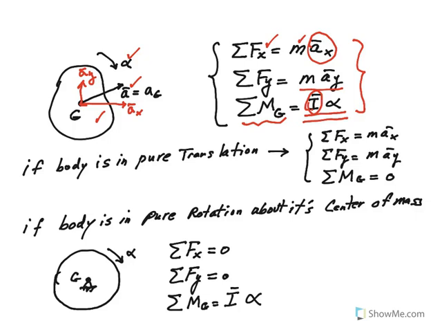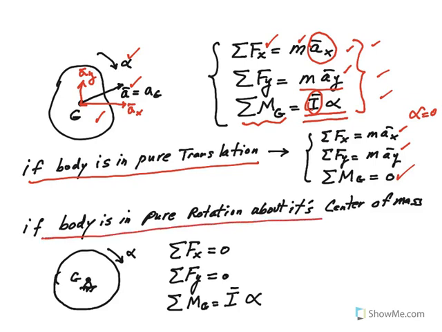But just before we are done with this video, I wanted to make a note that if a body is in pure translation, what will happen to these three equations? Well, the body is translating, so we do have acceleration of the center of mass, so these first two equations don't change. But in the third equation, if you take moments, since alpha is 0, it's not rotating, the right-hand side becomes 0.